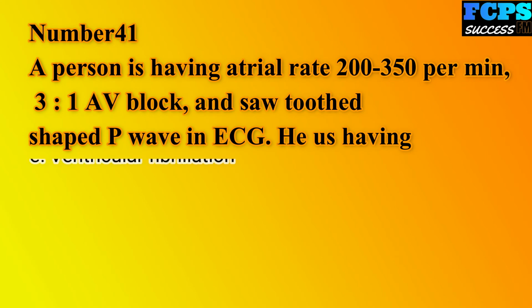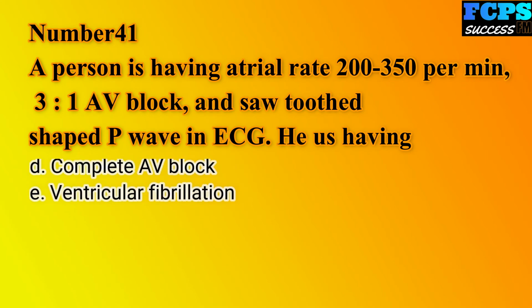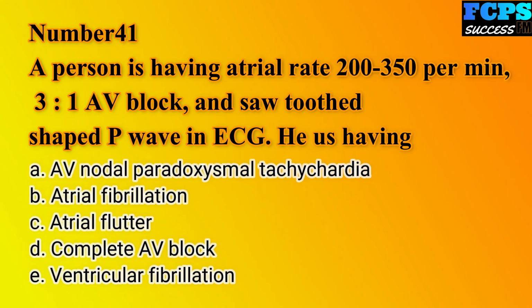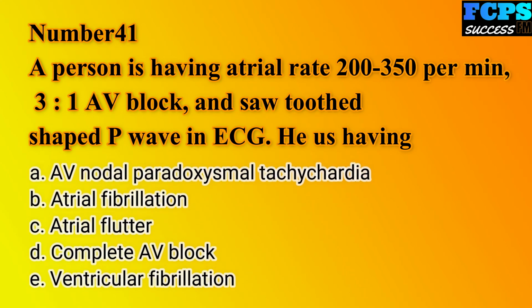Number 41. A person is having atrial rate 200 to 350 per min, 3:1 AV block and sawtooth shaped P wave in ECG. He is having: A. AV nodal paroxysmal tachycardia, B. Atrial fibrillation, C. Atrial flutter, D. Complete AV block, E. Ventricular fibrillation. Correct option is C. Atrial flutter.